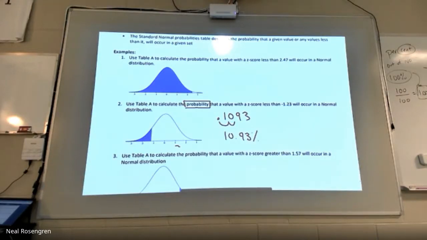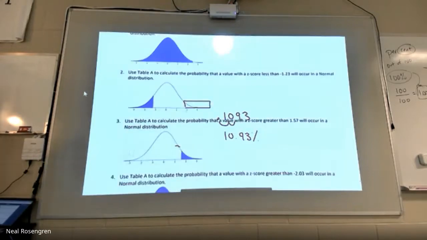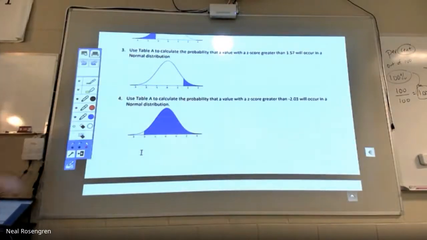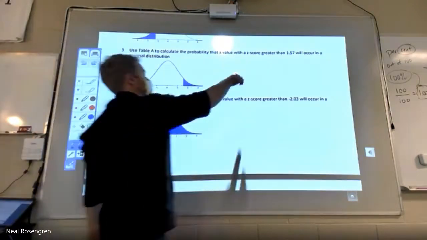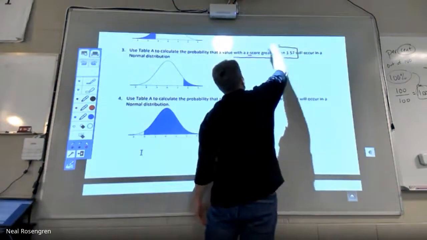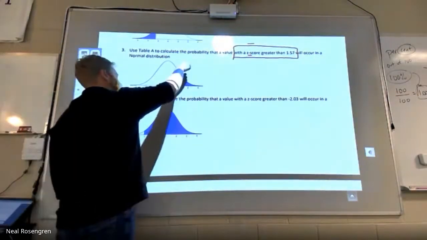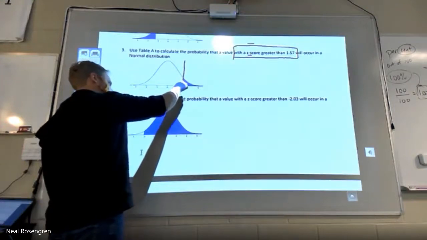No? All right, let's do one more at least, because this one is just a little different. Okay, use table A, or I know what I got to do. I know what I got to turn to in a second. To calculate the probability that a value with a z-score of greater than 1.57. Okay, so there's my z-score right there, right? 1.57.